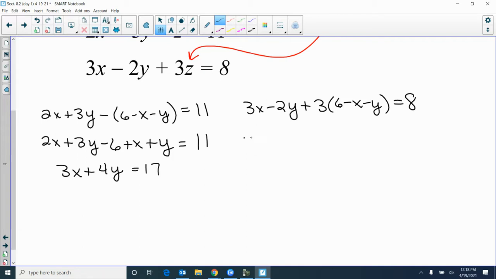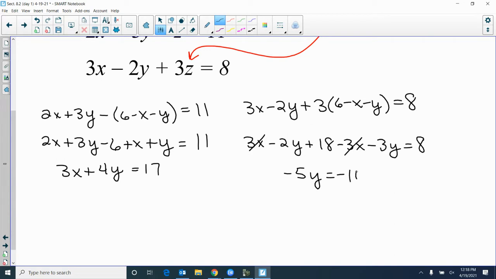So I get 3x minus 2y plus 18 minus 3x minus 3y equals 8. Actually, something nice happens here. Because what's 3x minus 3x? 0. So that works out good. I get negative 2y minus 3y, which is negative 5y. And then if I subtract 18, I get negative 10. Okay, that's a good thing, because I can figure out what y is right now. Divide by negative 5, you get y equals 2.